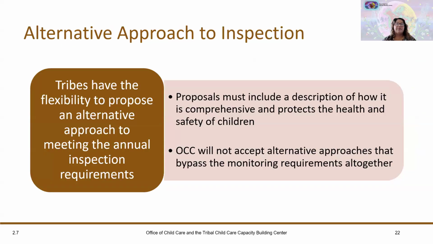Tribes have the flexibility to propose an alternate approach to meeting the annual inspection requirements for all or some of their non-native relative provider types. For example, a tribe in Alaska could request to do virtual monitoring during the winter months due to the weather conditions. Tribal lead agencies must include a description of how their proposal is comprehensive and protects the health and safety of children in care. The Office of Child Care will not accept alternate approaches that bypass the monitoring requirements altogether.